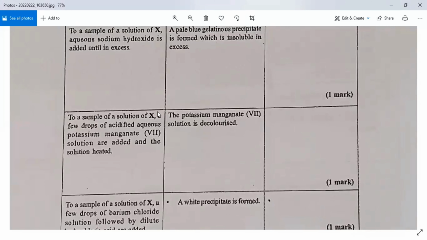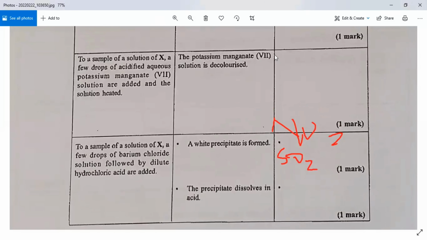Let me clear all. To a sample of X, acidified potassium manganate is added, and the solution is heated. The potassium manganate solution is decolorized. As I showed you earlier, this could happen because you have NO2 present, or SO2 present. Okay, so you could write both of those and you'll be fine. Then now we proceed again.